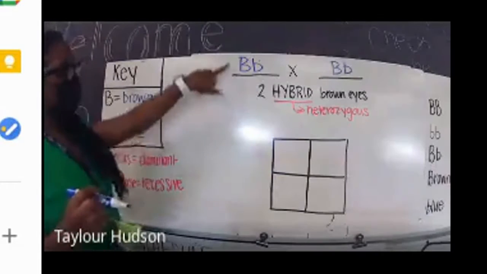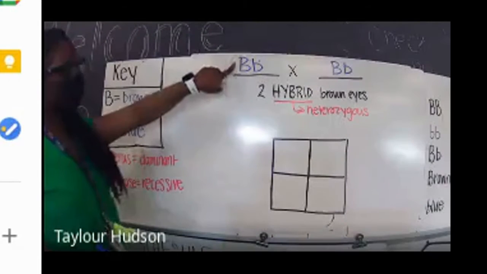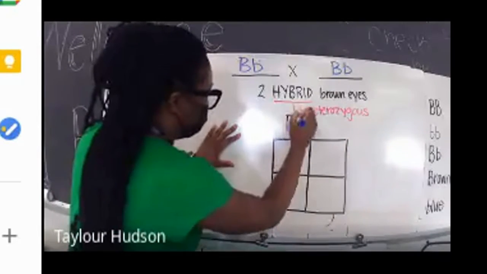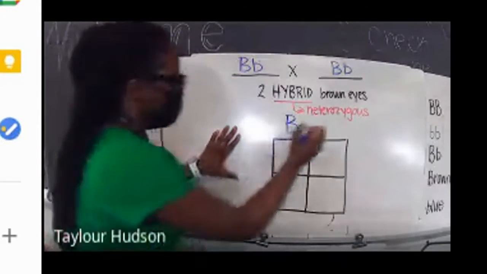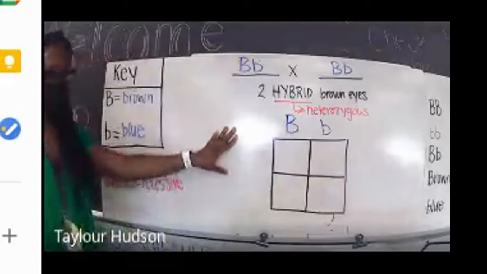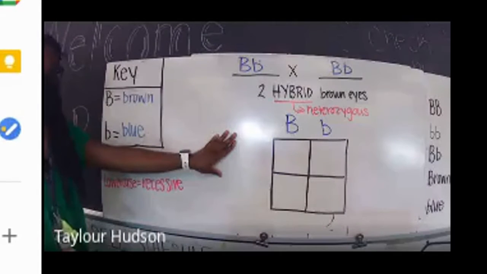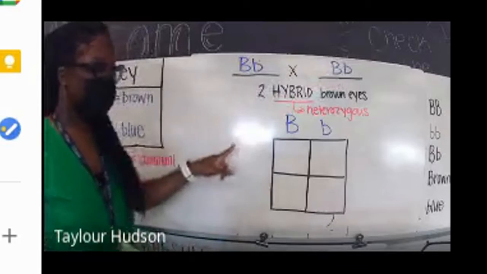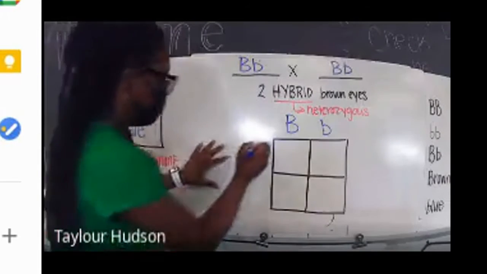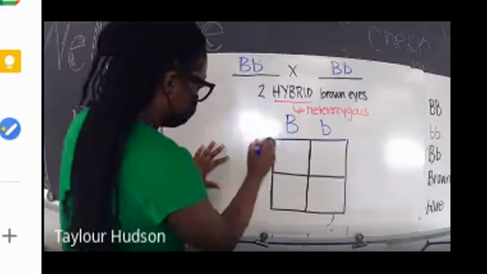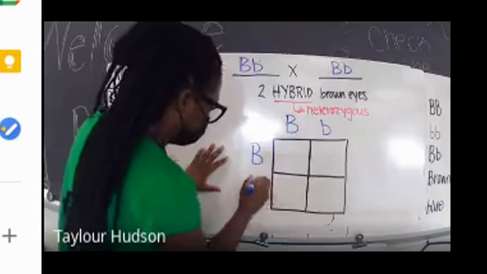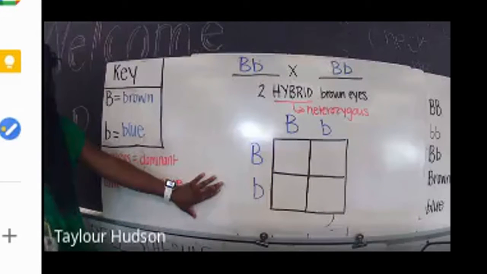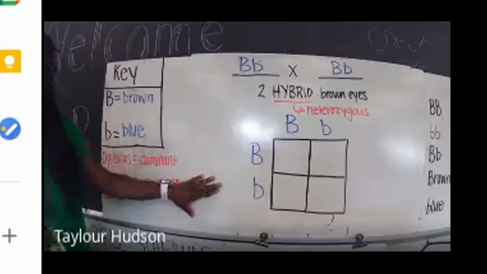All right, so here we go. I'm going to put the alleles for this parent on the top. So I'm going to put a big B and then a little b. Now I'm going to take the alleles from this parent and put them on the left-hand side. So once again, they had a big B and a little b. Are you still with me? All right, here we go.